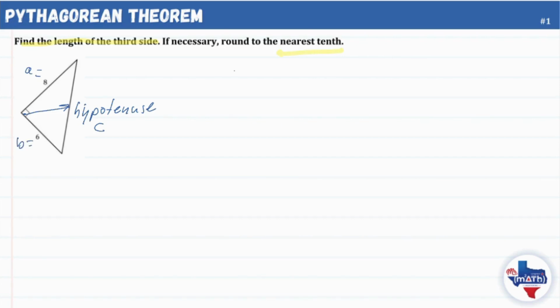Pythagorean theorem says that the sum of the squares of the legs is equal to the square of the hypotenuse. So we'll have A squared plus B squared, the two legs, equals C squared, the hypotenuse. We know the two leg lengths, 8 and 6, so we'll just substitute those in, and we're looking for the hypotenuse.